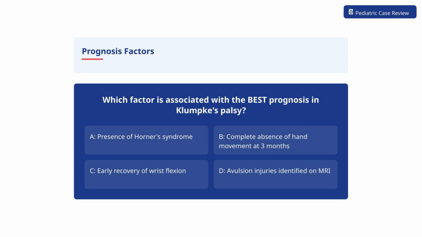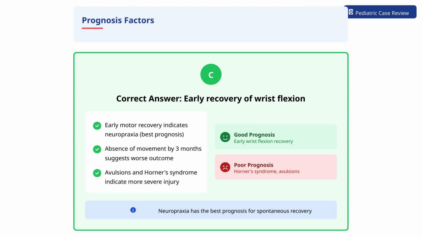Which factor is associated with the best prognosis in Klumpke's palsy? A. Presence of Horner syndrome. B. Complete absence of hand movement at 3 months. C. Early recovery of wrist flexion. D. Avulsion injuries identified on MRI. The correct answer is C. Early recovery of wrist flexion.